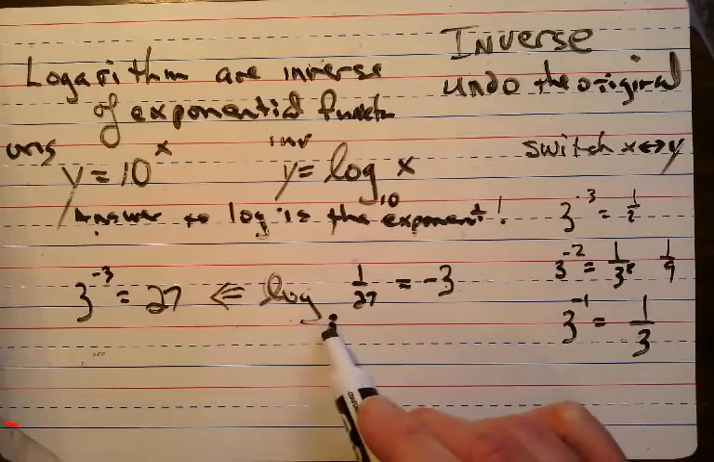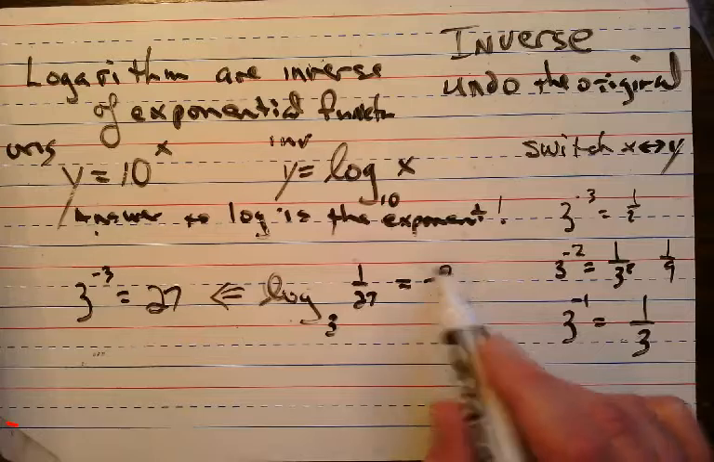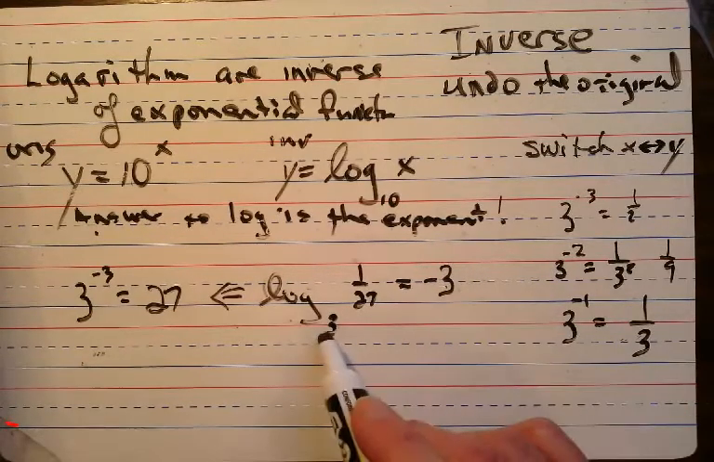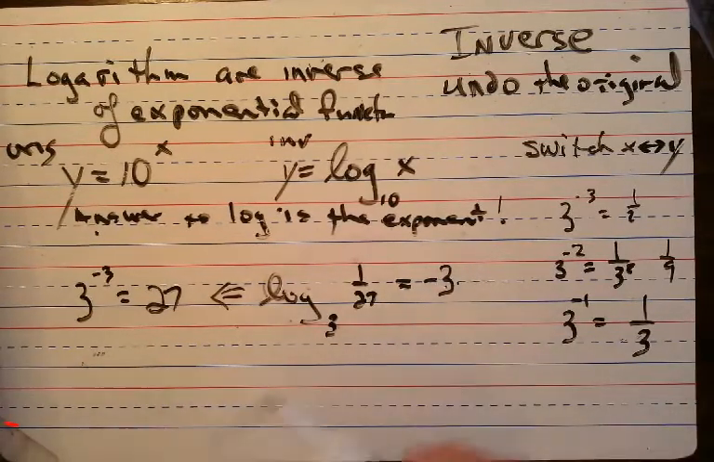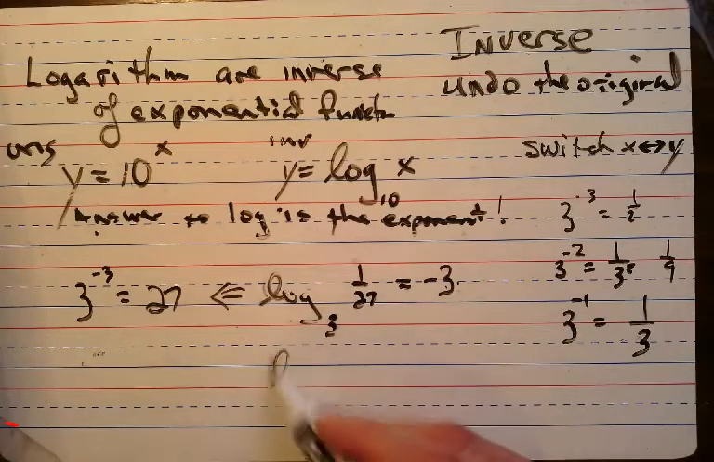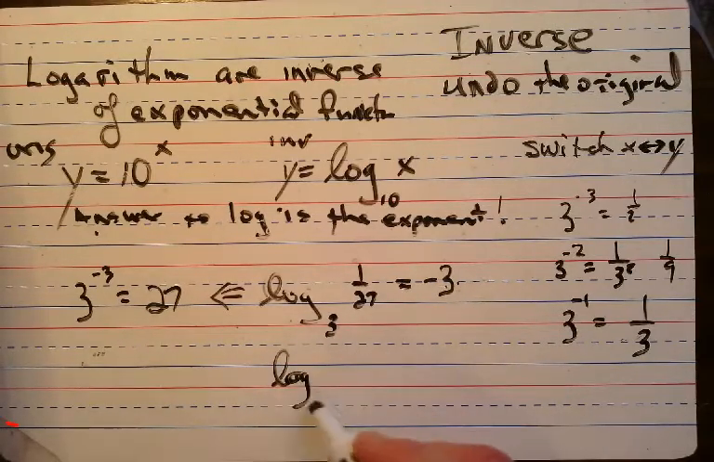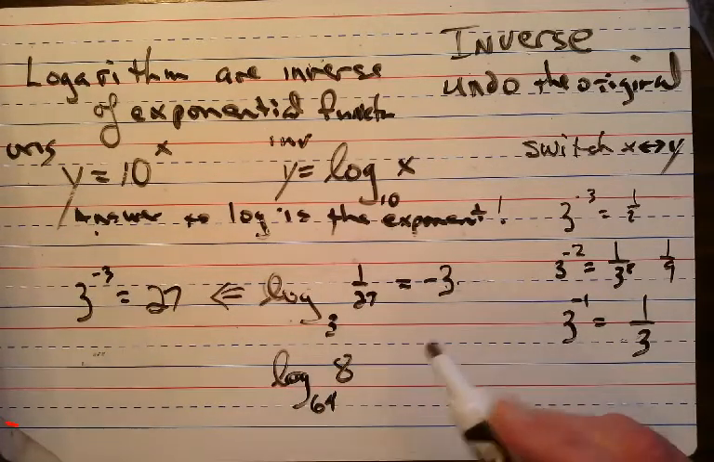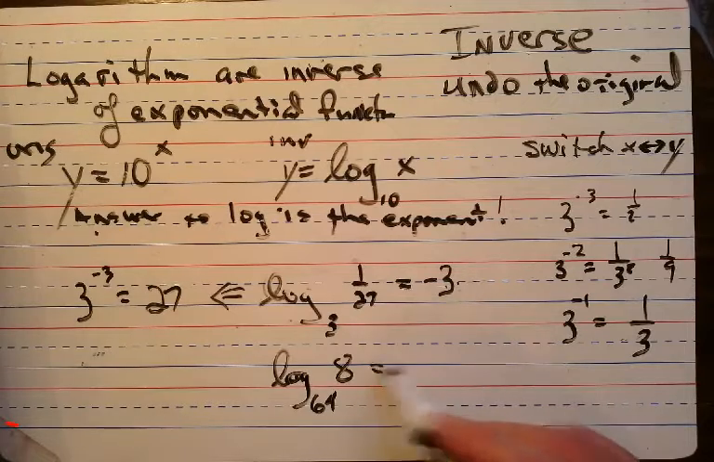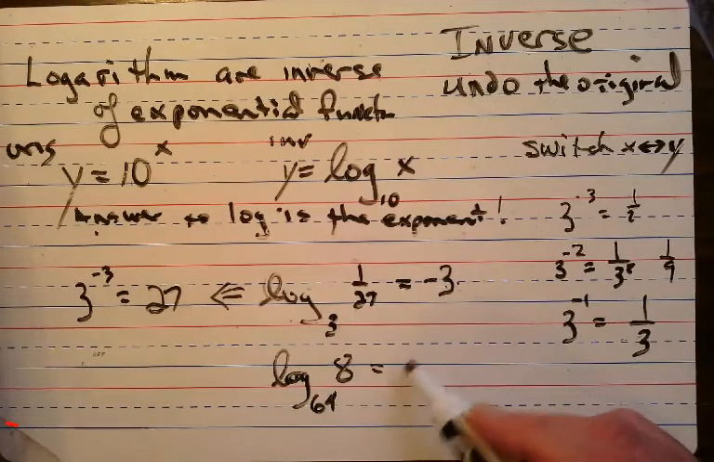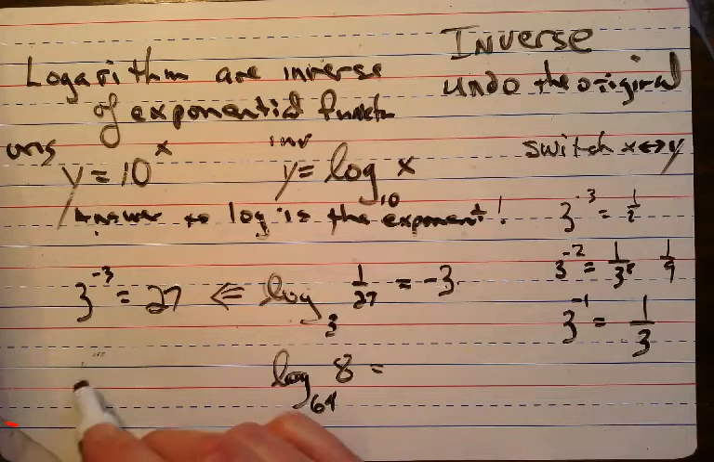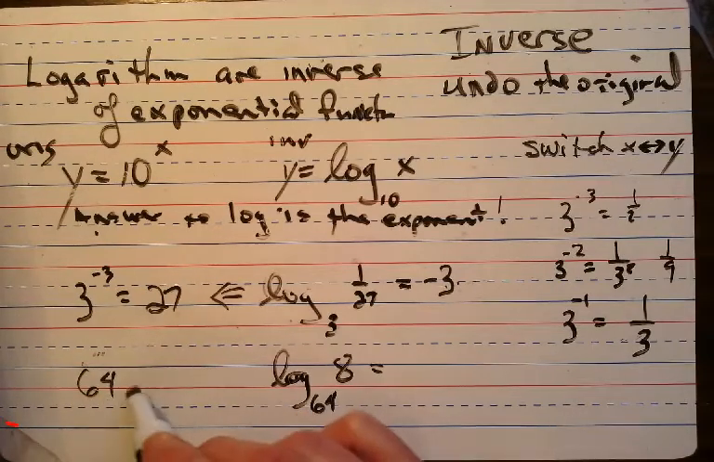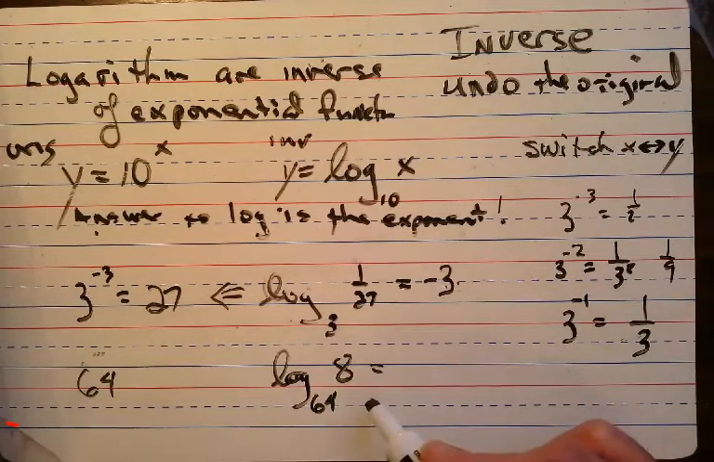We know that if we're trying to solve a logarithm problem and we're looking for the exponent, all we're doing is saying 3 to some power equals that value. Let's try another one. What if I had 64 right here and 8 right there, and I wanted to know what is the exponent? What exponent on 64 makes 8? That's my question, right? What exponent?